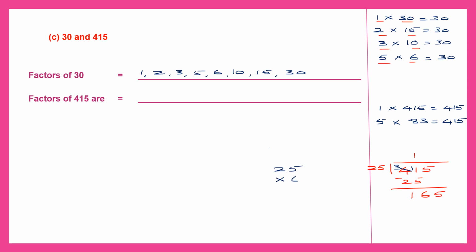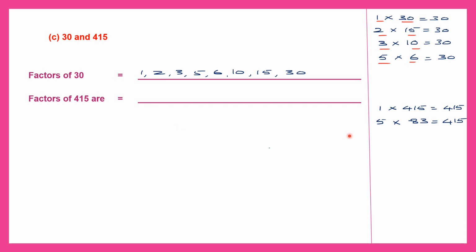Let's try with 6. 6 5s are 30, carry 3. 6 2s are 12, plus 3 is 15, 150. So let's write 25 6s are 150. Now when you subtract, again you're not getting the remainder 0. So it's not divisible by 25 also.